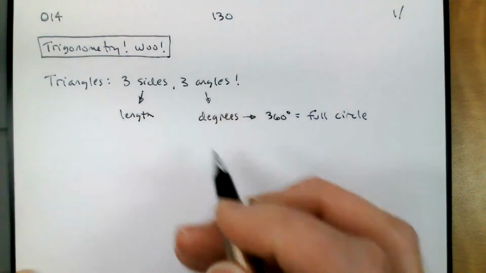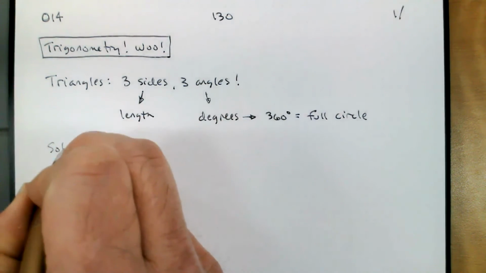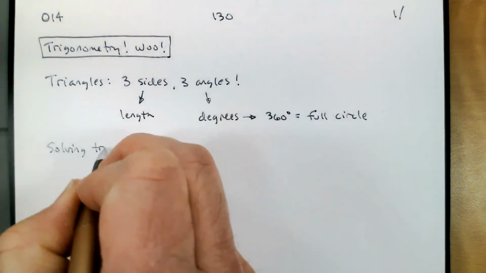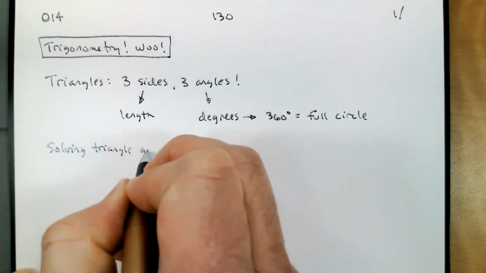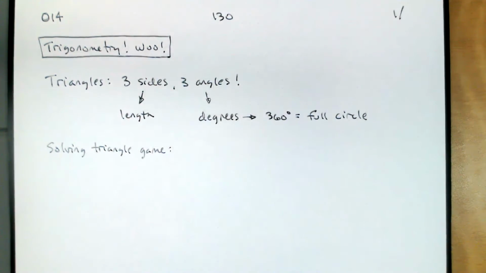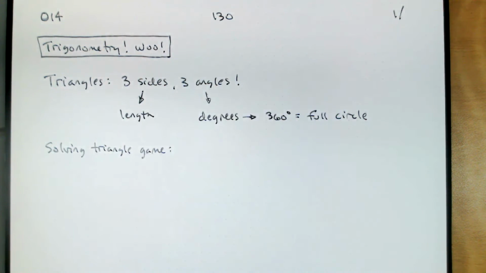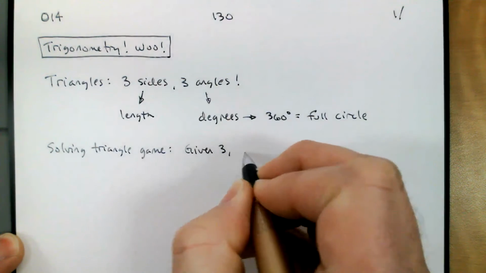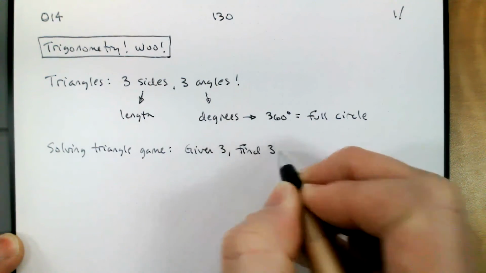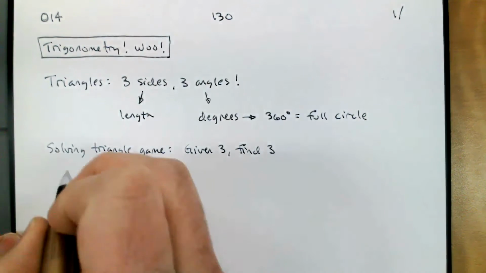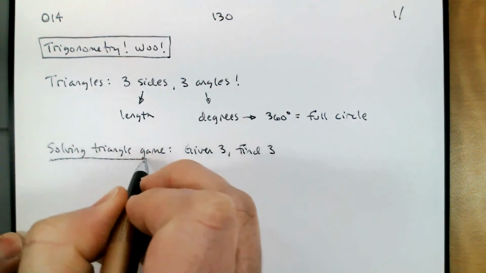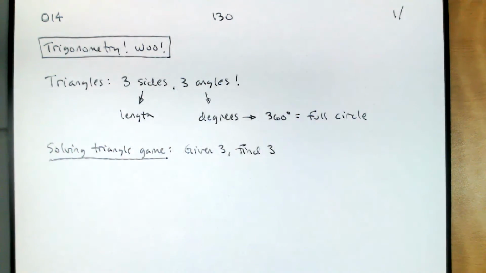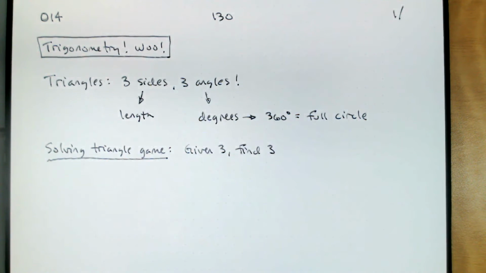The way that the solving triangle game is played, I give you three pieces of information, you find the other three. Given three, find three. The way we're going to play the solving triangle game, I give you three pieces of information about a triangle, and you find the other three pieces of information about that triangle.